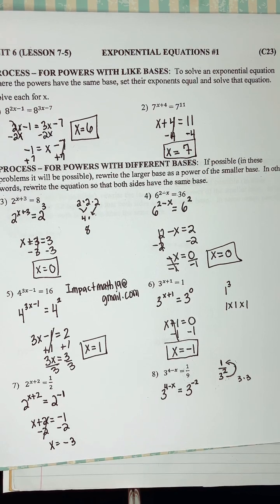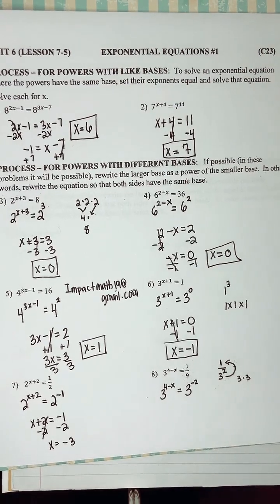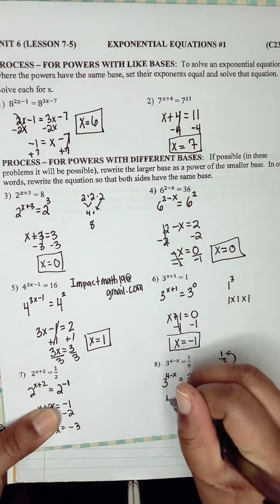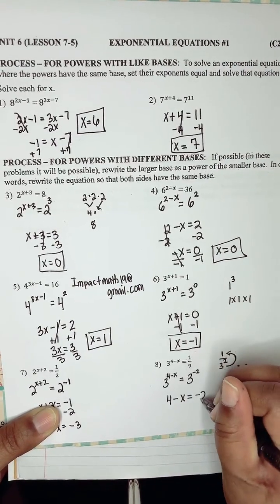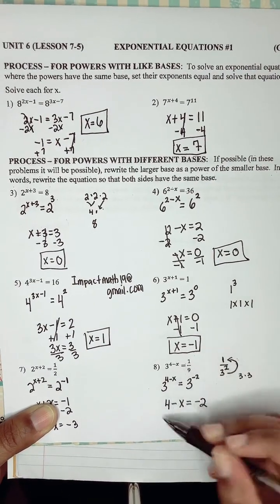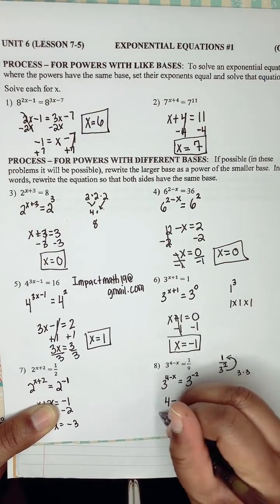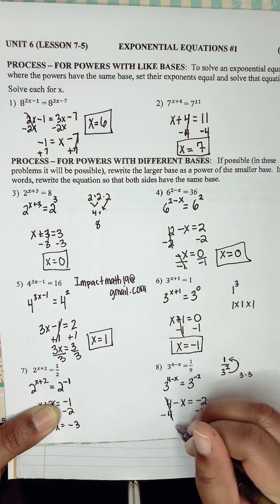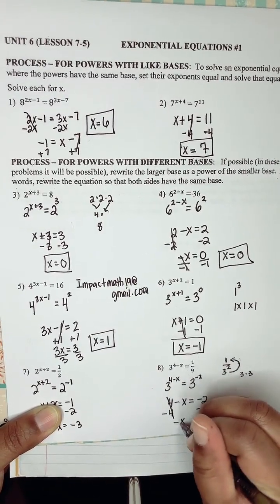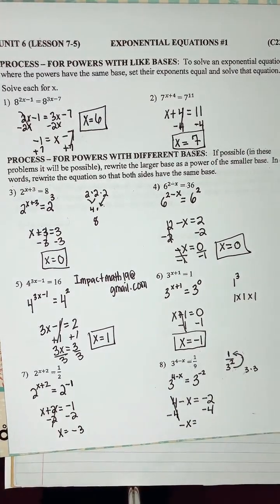Okay, hopefully somebody came out with the answer. So I'm going to show it right now. 4 minus x equals -2. So we want to move this +4 to the other side. So we're going to subtract 4 from both sides. We're going to drop down our -x.